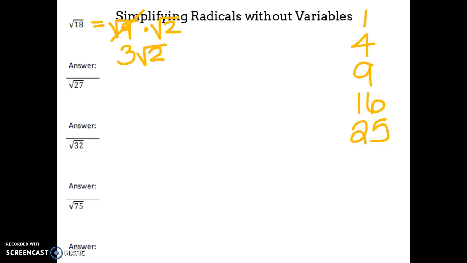Now let's look at the square root of 27. What is the largest perfect square that goes into 27? Did you guess 9? That is correct. Nine times 3 is 27. The square root of 9, again, is 3. So the answer here is 3 times the square root of 3.